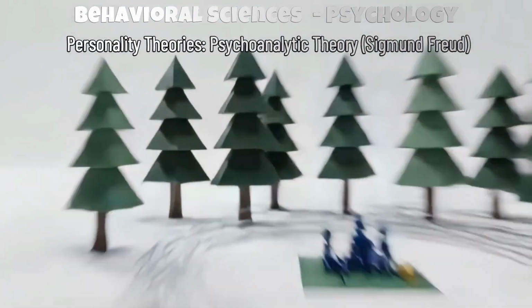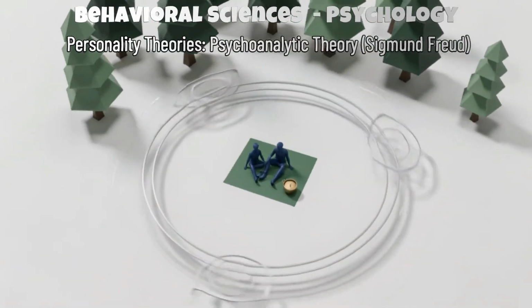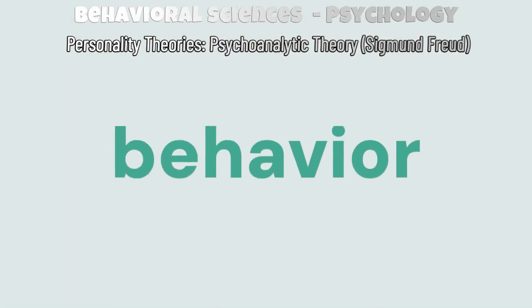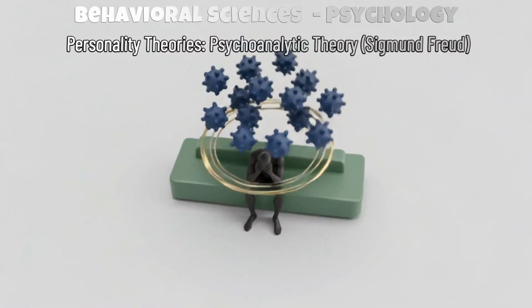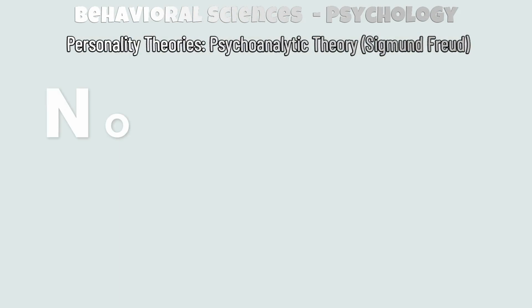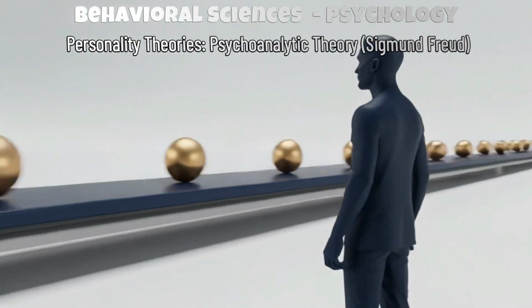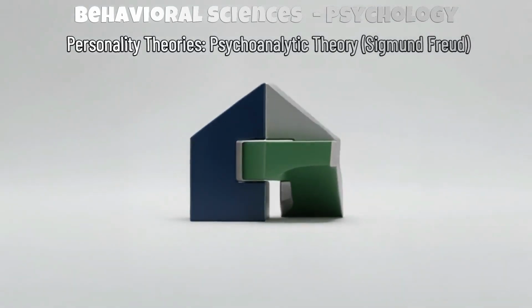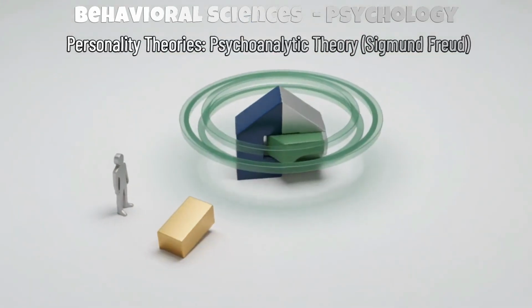Some people are outgoing, while others are quiet and reserved. Freud believed that personality is not random. He believed it is shaped by deep internal forces, many of which operate outside conscious awareness. Now, Freud explained personality using three components. You can think of these as three different voices inside the mind.